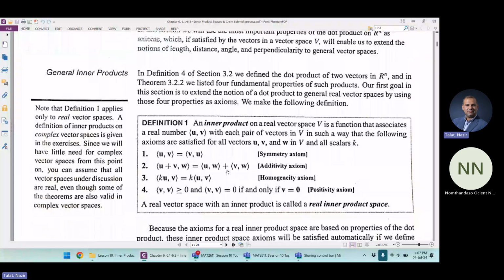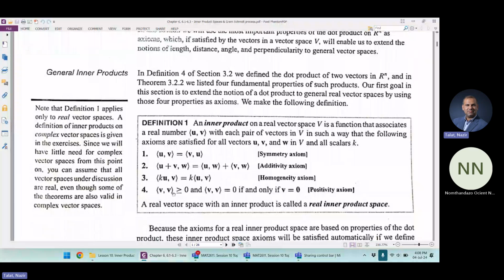This gives us a kind of distribution under additivity. The next thing is that the inner product of ku with v is equal to k times the inner product of u and v. This means we can take k common. Since it is symmetric, k can be taken common from either vector, where k is any scalar. And the inner product of a vector with itself is always greater than or equal to 0.